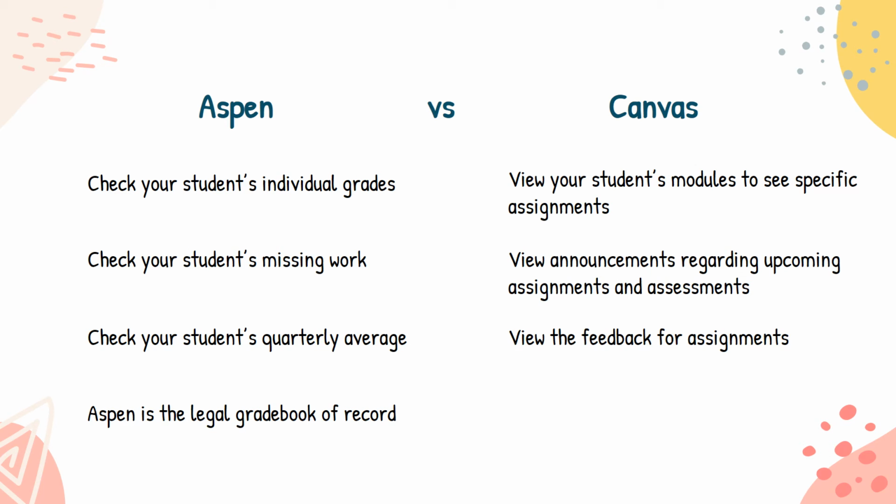Canvas also allows more rich feedback for assignments, and so your students' teachers are able to give detailed feedback. They're able to comment in ways that we couldn't do with Aspen, and so really finding that feedback and finding the comments and the deeper understanding from assignments comes in Canvas.